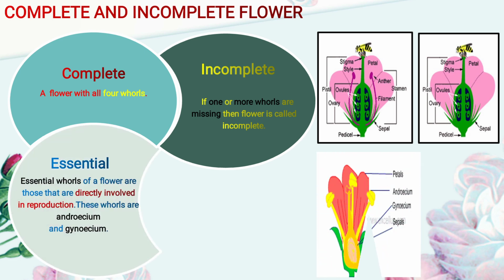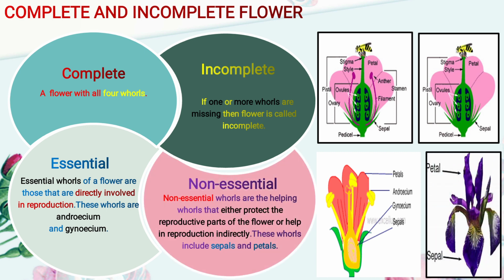Now the third is the essential whorl. What are the essential whorls of flowers? Meaning, what are the necessary whorls? Essential whorls of flowers are those that are directly involved in reproduction. These whorls are androecium and gynoecium, the male reproductive part and the female reproductive part. They are the main parts of the flower. That's why they are essential whorls.